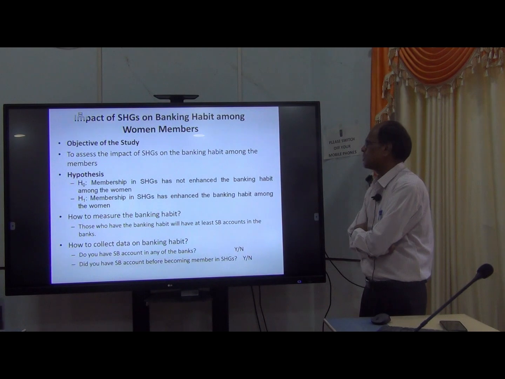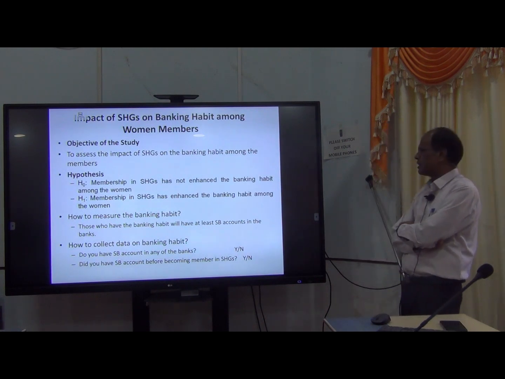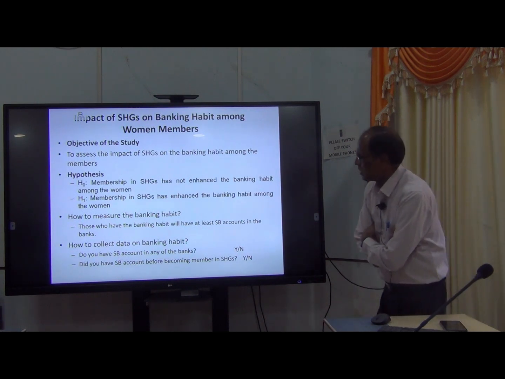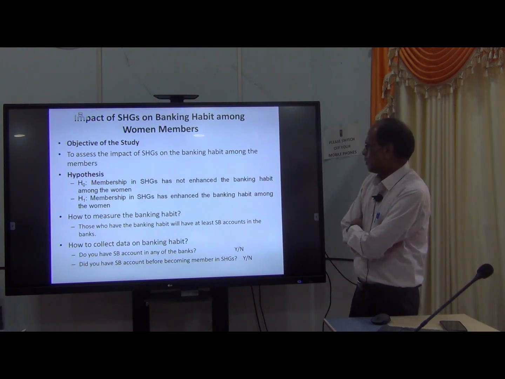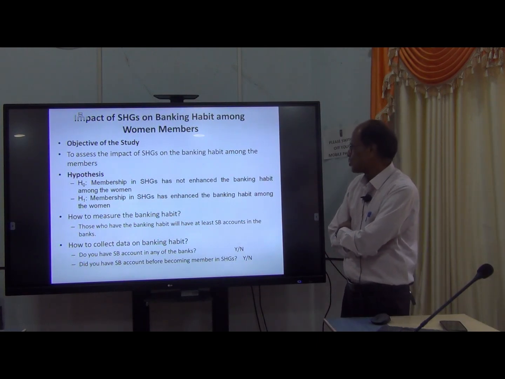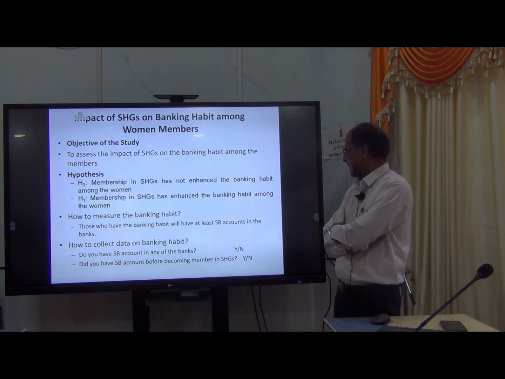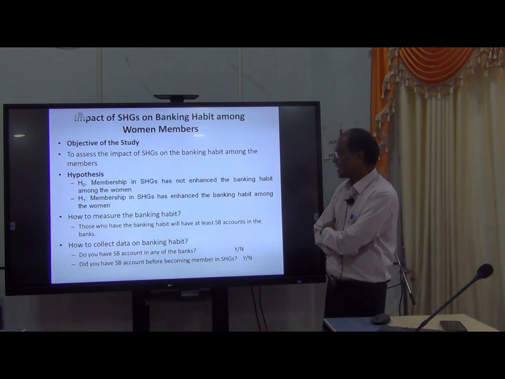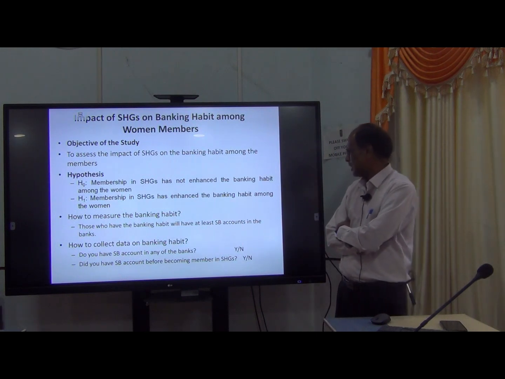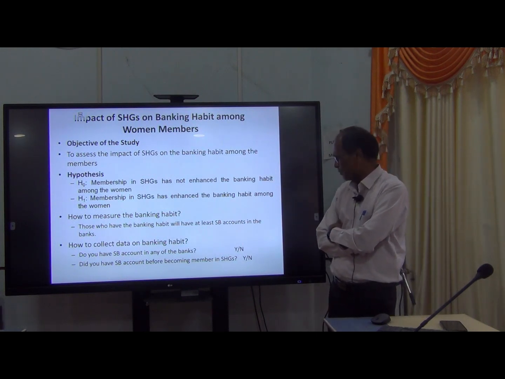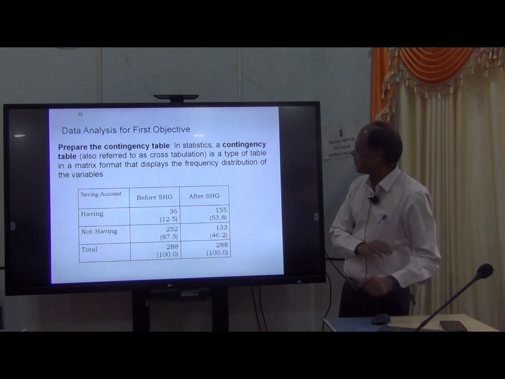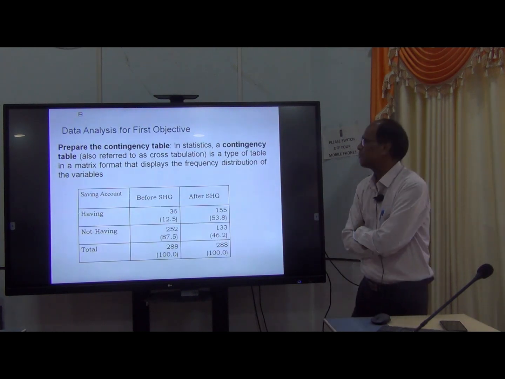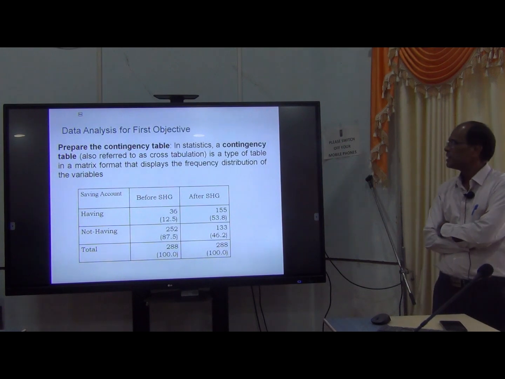Null hypothesis: membership in self-help group has not enhanced the banking habit among the members. Here, how to measure the banking habit? Those who have the banking habit will have at least an SB account in their bank. Simply by asking, do you have an SB account in any of the banks, yes or no? Based on that, we can prepare a contingency frequency distribution table like this.